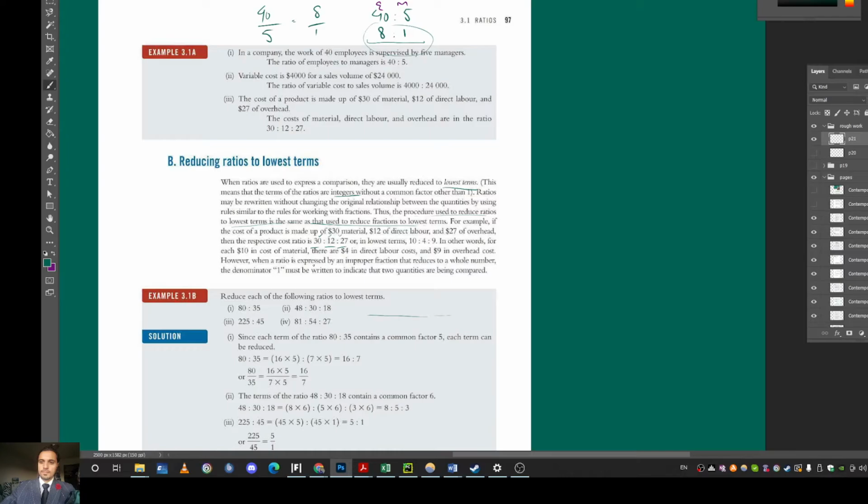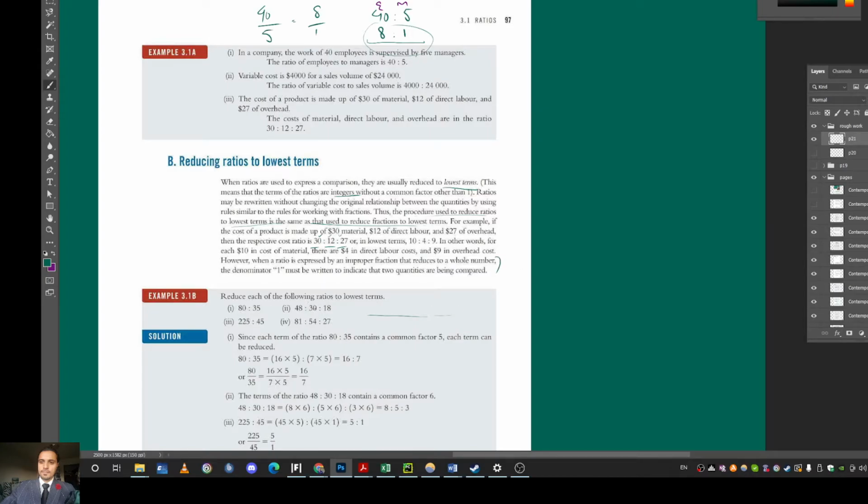However, when a ratio is expressed by an improper fraction that reduces to a whole number, the denominator 1 must be written to indicate that two quantities are being compared. When the ratio is expressed by an improper fraction that reduces to a whole number, the denominator 1 must be written to indicate two quantities are being compared. We'll see an example of this in a second.